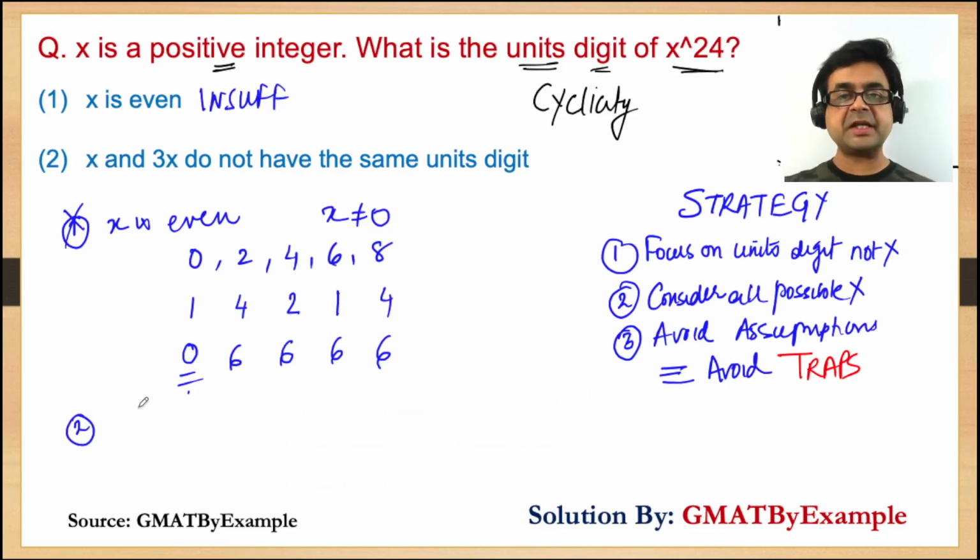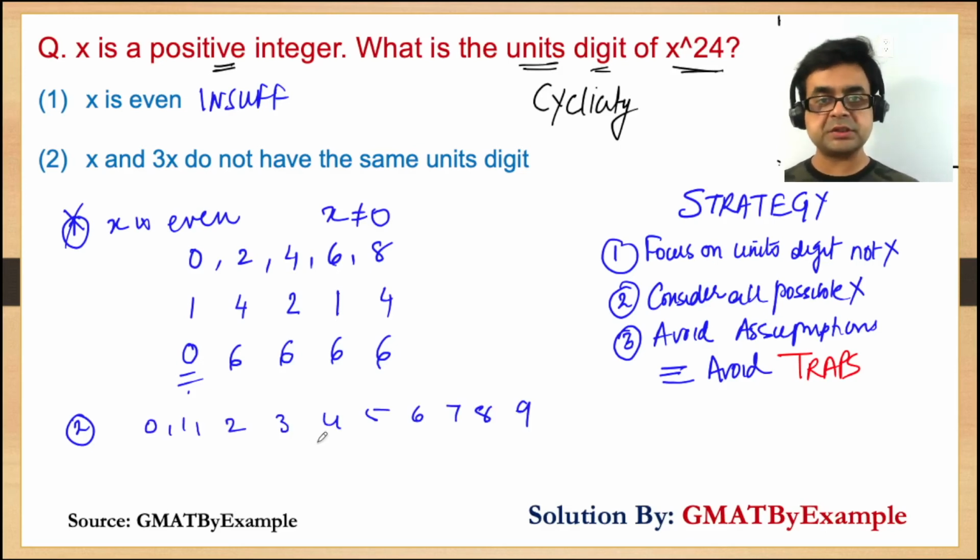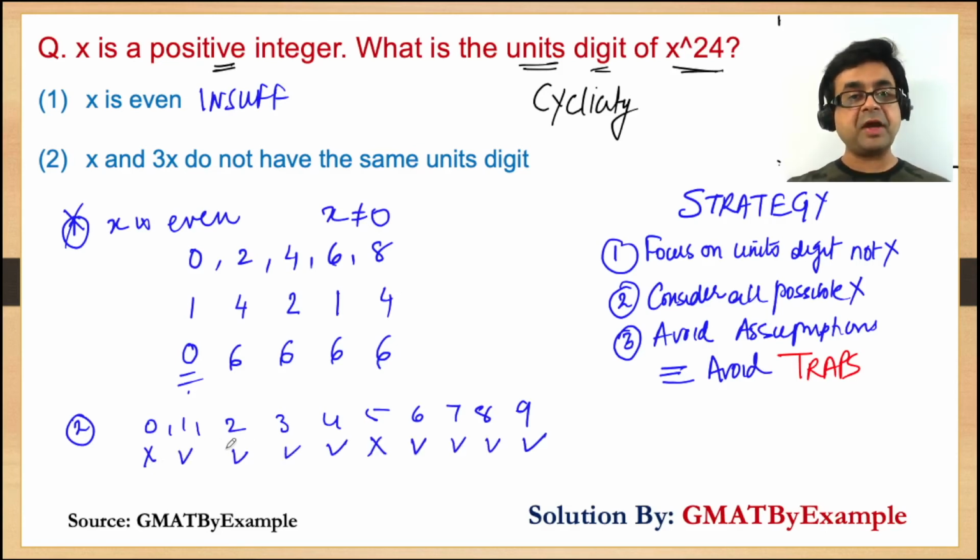Okay, now let's take statement number 2. Statement number 2 says x and 3x do not have the same units digit. So again, what are the possibilities of units digit? If you forget about statement number 1, then you have all 9 units digits possible. And when do x and 3x not have the same digit? So 0, 3 multiplied by anything 0 would have the same units digit. So 0 is out. 1 is possible, 2 is possible, 3 is possible. In fact, except for 0 and 5, all the other units digits are entirely possible.